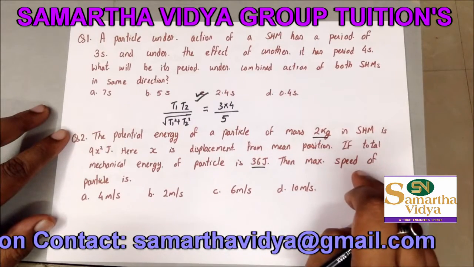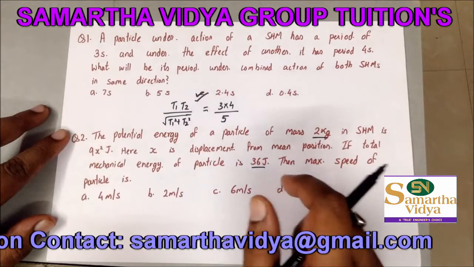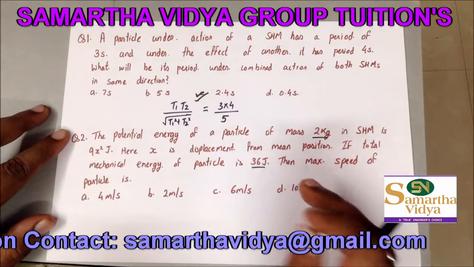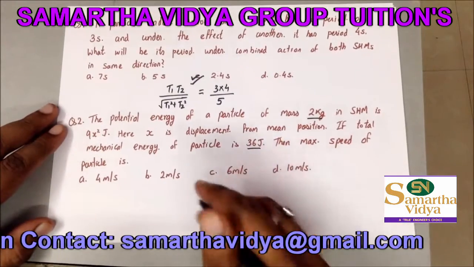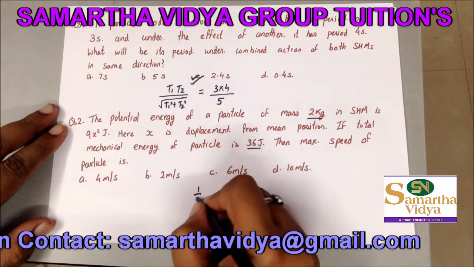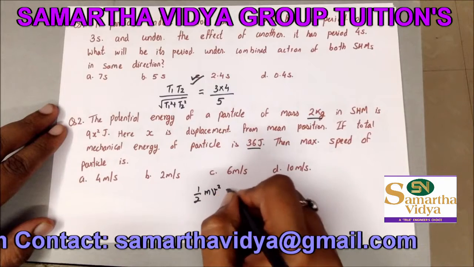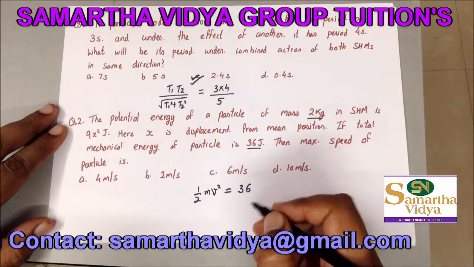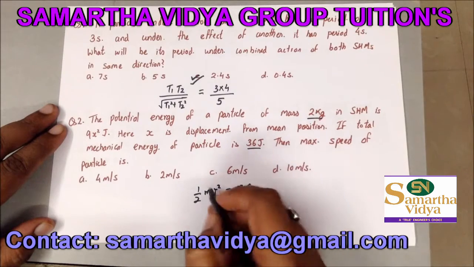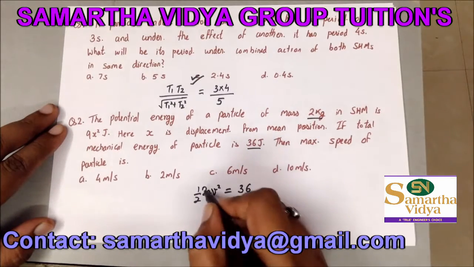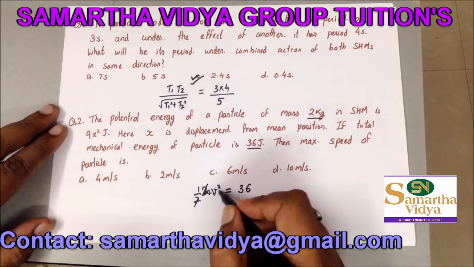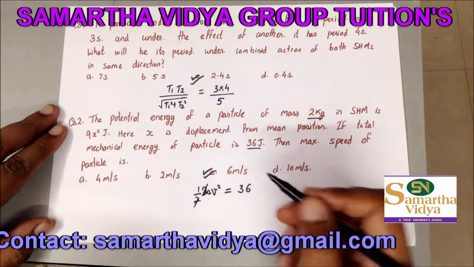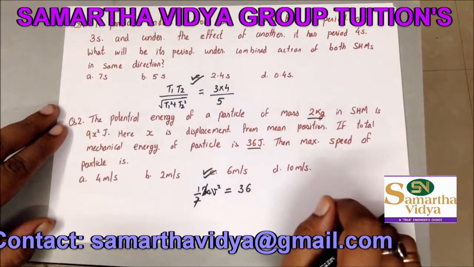To find the maximum speed, at one point the kinetic energy is going to be maximum and the potential energy is going to be 0. So we have half mv square is equal to the mechanical energy, which is 36. The mass is given as 2 kg, so we substitute mass as 2. The 2 gets cancelled out and we get v square is equal to 36. That means my option is C, the maximum speed is 6.